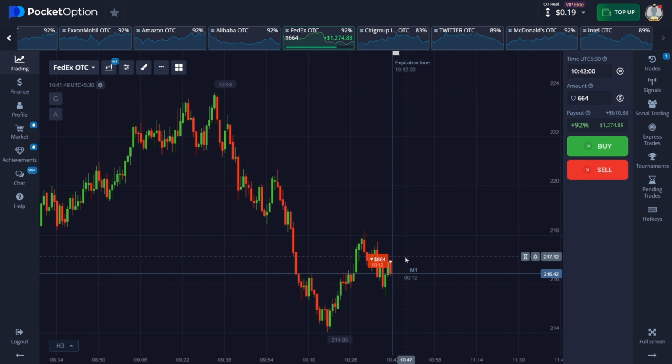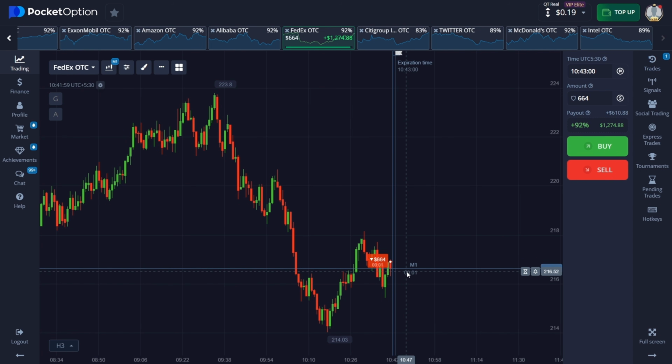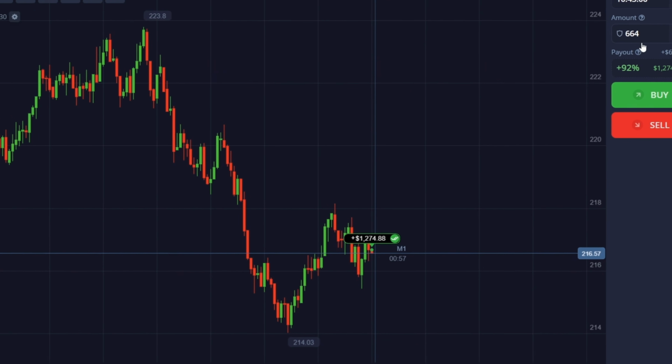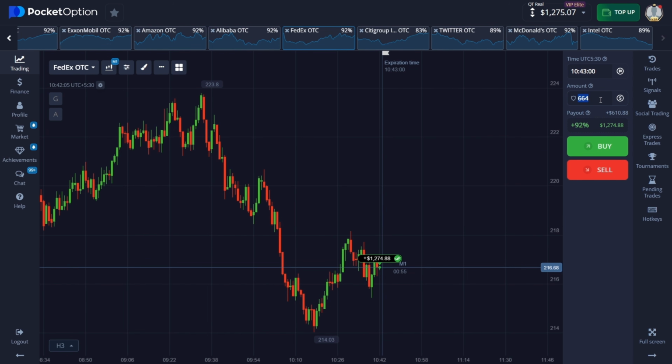The trade is currently active, but there are still 10 seconds left. And we won. We won another trade. And now my balance has turned into $1,275.